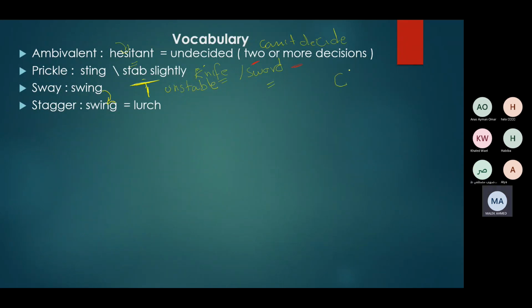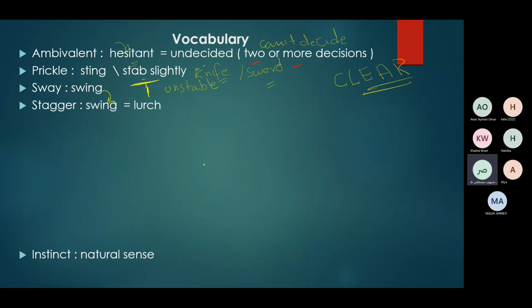No, the meaning is clear, Mr. All? Yes. Okay, next word. Instinct.